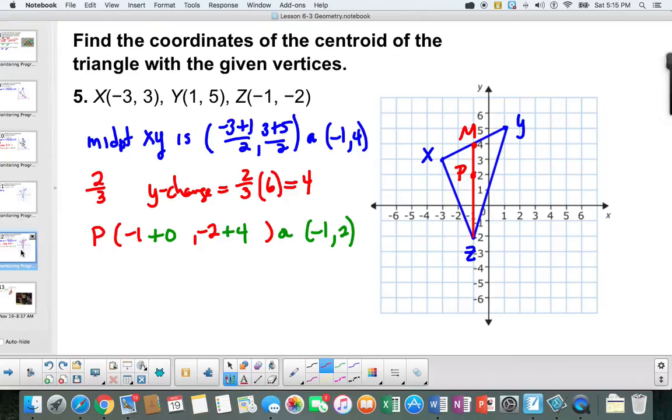And here's the answer. Okay, well, you need to find the midpoint, and then you take 2/3 of the X change, which is 4. So from Z, you want to travel up 4 units, because that's 2/3 of the way, and you'll be at -1, 2.